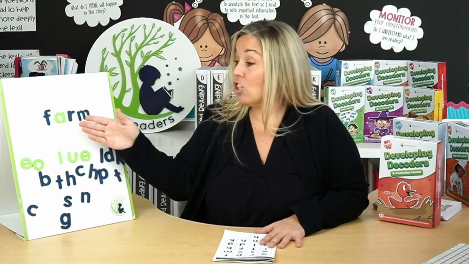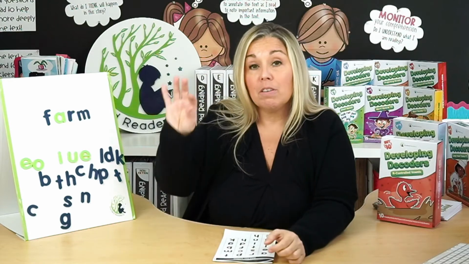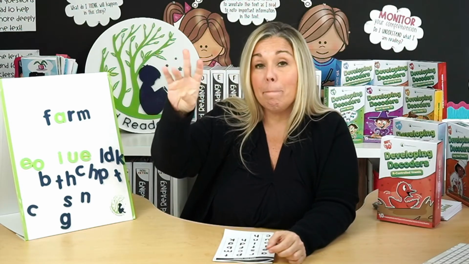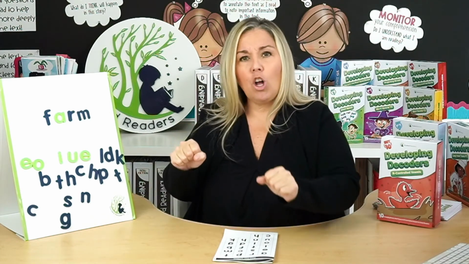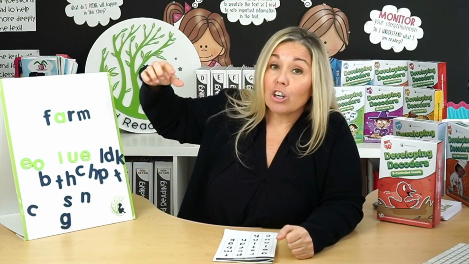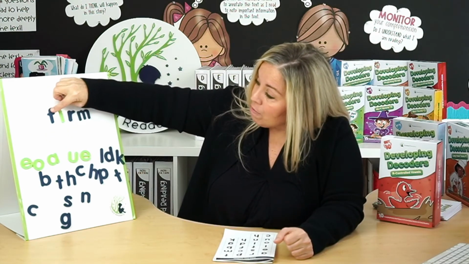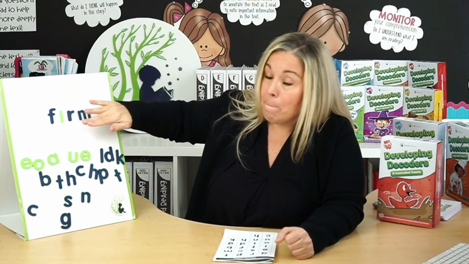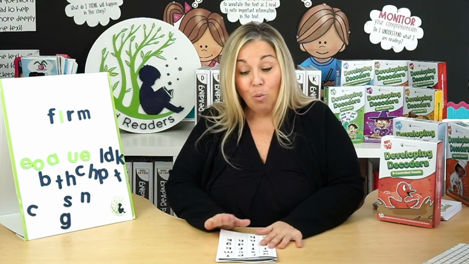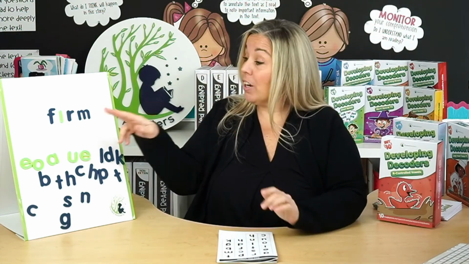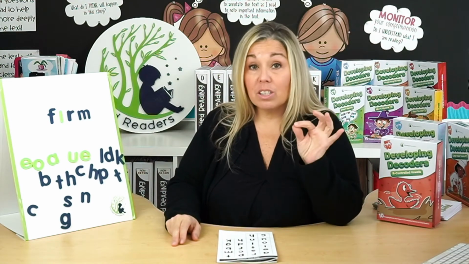All right. Now we're going to change farm to firm. Firm. Like the mattress was very firm, which means like a little hard. So which one are we going to use? We're going to use IR. Firm. Good job. Let's write it down on our sheet. Firm. Way to go.